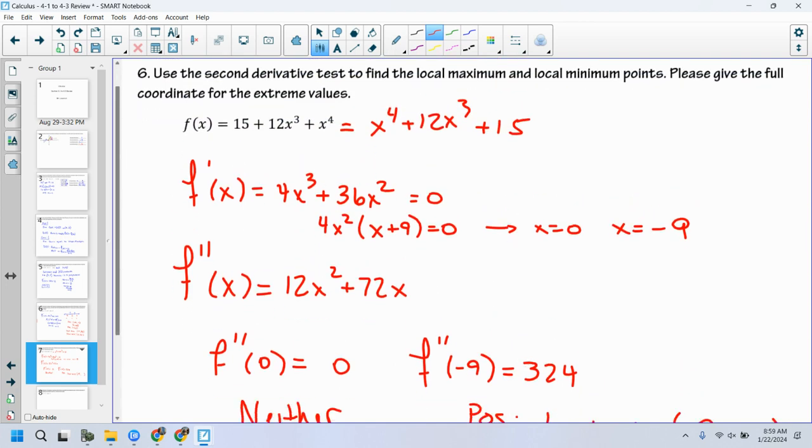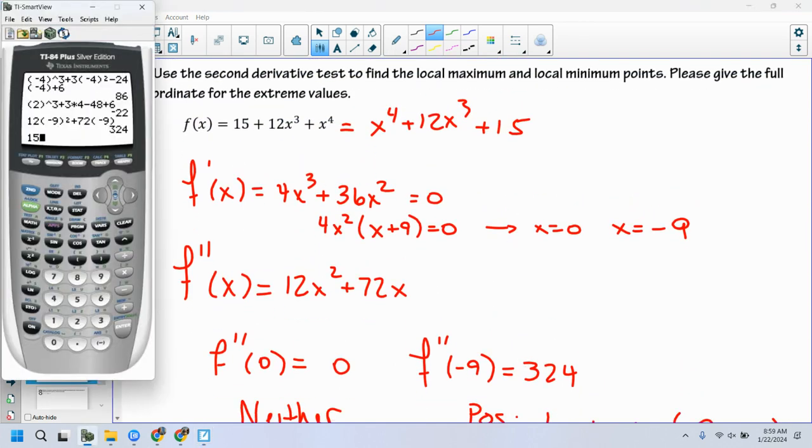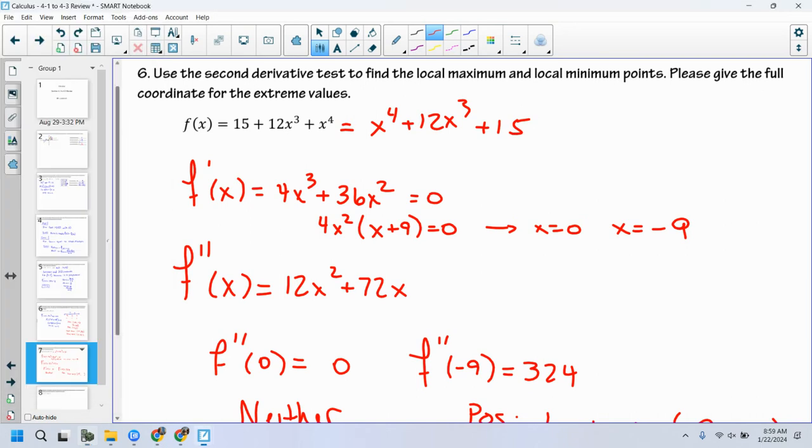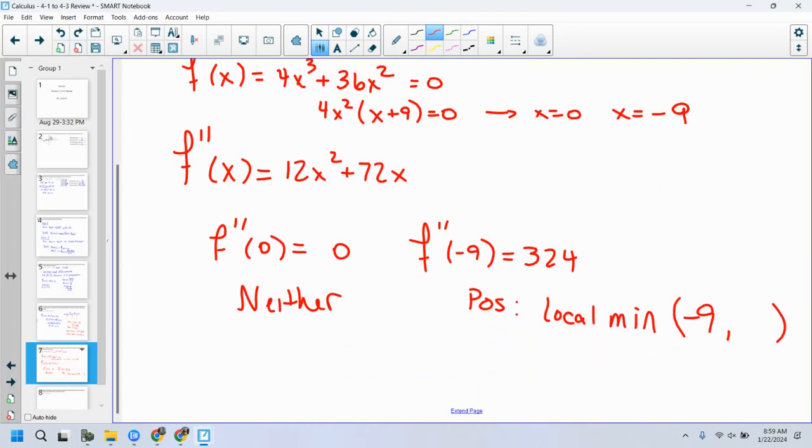Negative 9 I've got to plug in. 15 plus 12 times negative 9 cubed plus negative 9 to the fourth. That's going to be a giant number, negative 2172. We good there?